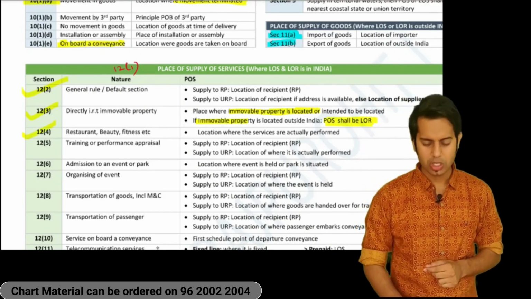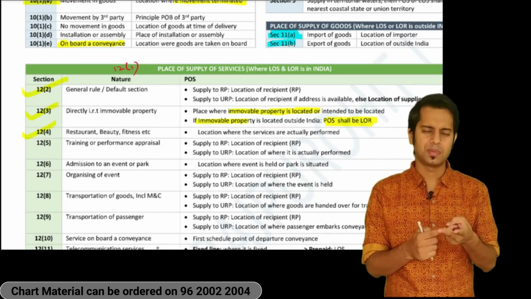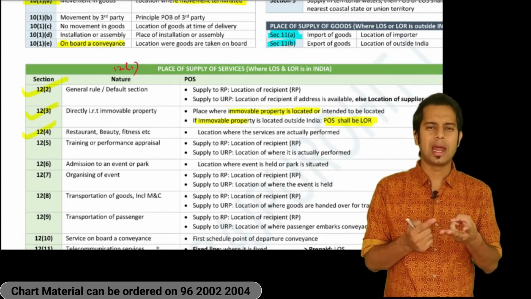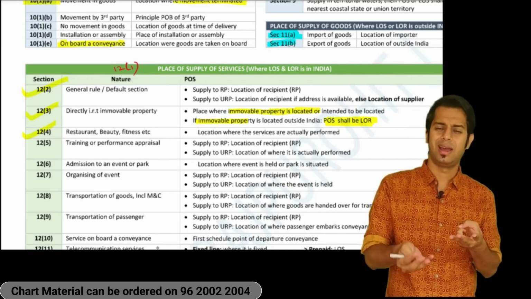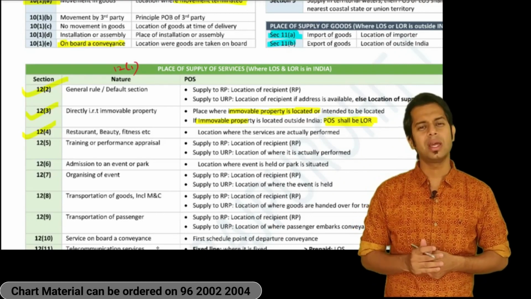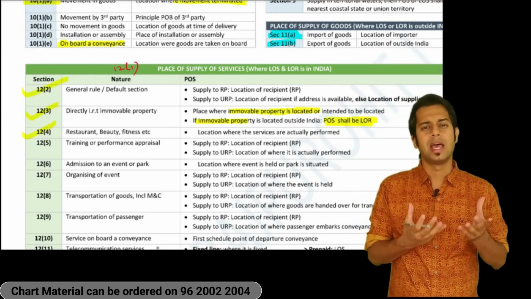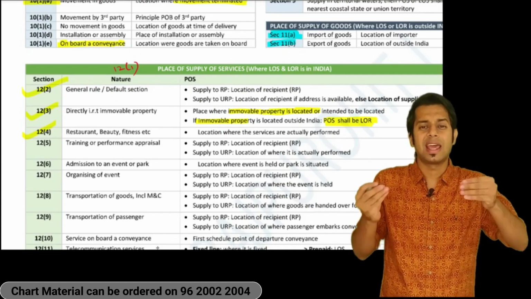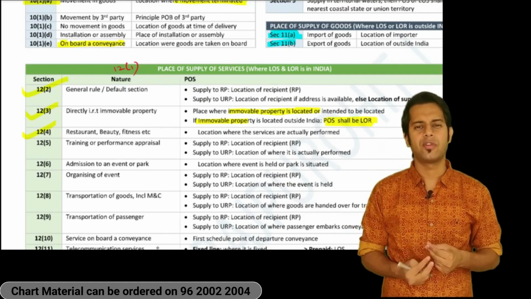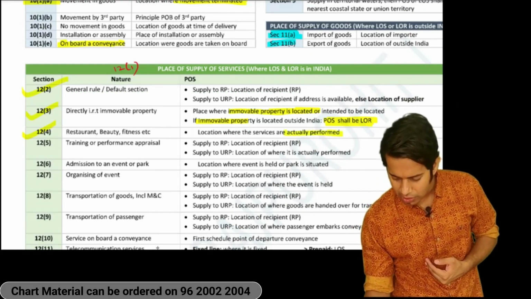Section 12 subsection 4 talks about restaurant, beauty treatment, plastic surgery, cosmetic surgery, outdoor catering, then fitness or healthcare services, etc. Because they are performance based services, I also call them performance based services. The place of supply will be the location where they are actually performed. Wherever the haircut is performed, wherever the food is prepared, that will be the place of supply.